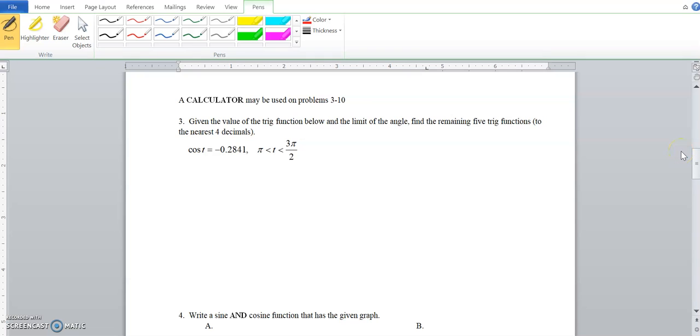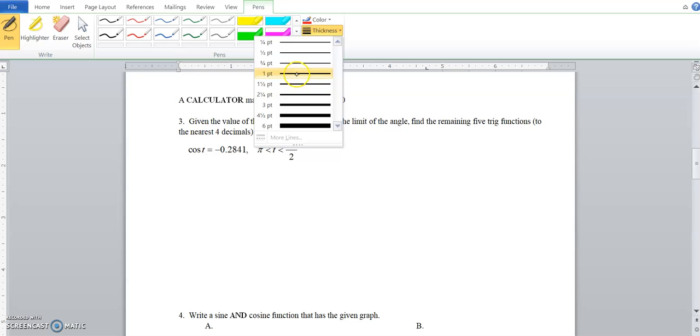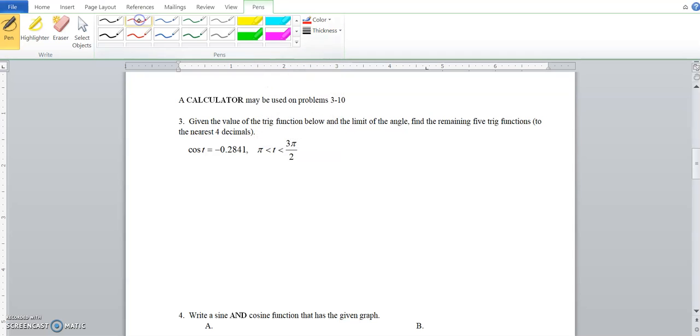Okay, on to our next part. So question 3 is giving you an exact value of cosine, but the question is asking to find all values of the trig functions. So sometimes the nice first thing to do is over on the side.